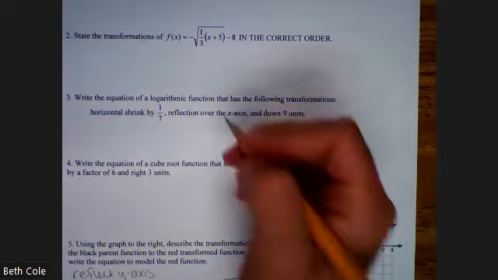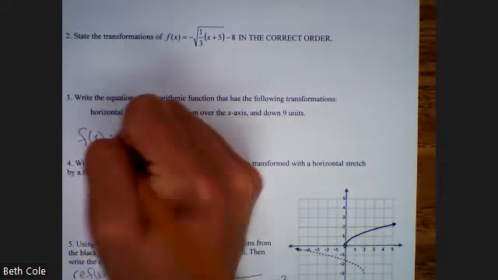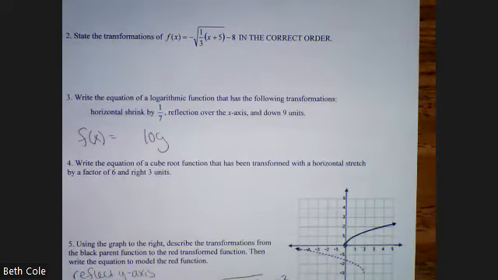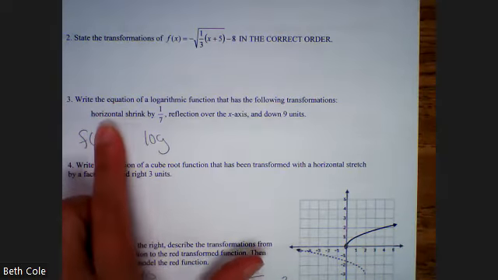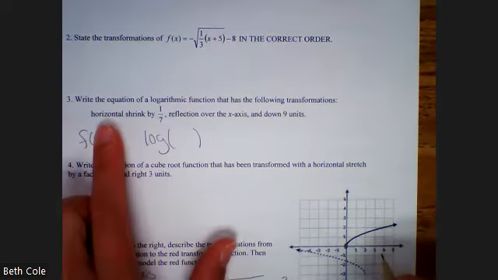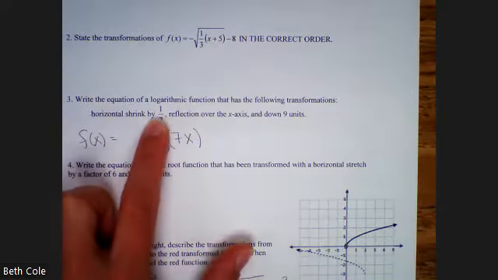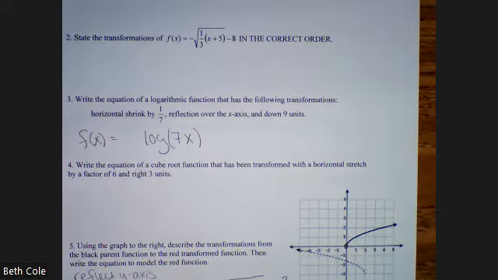All right, write the equation of a logarithmic function. So f of x equals, and just put log. Same thing, that's the framework. Now we're going to put everything in. It says horizontal shrink by a 7th. Horizontal means it goes inside and it's backwards. So 7x instead of 1/7.